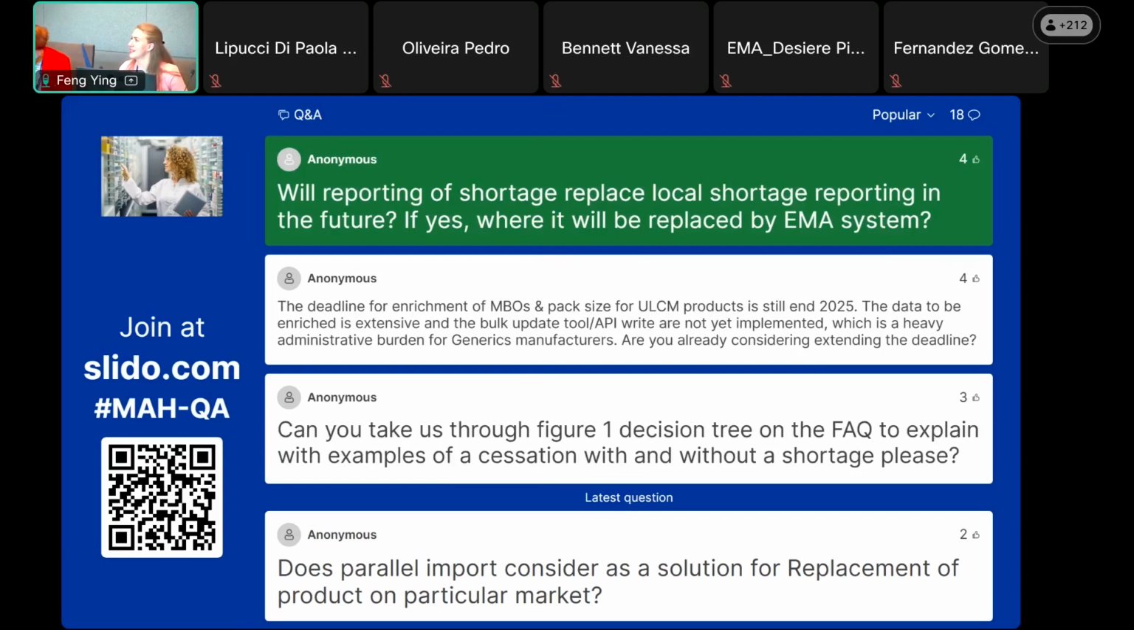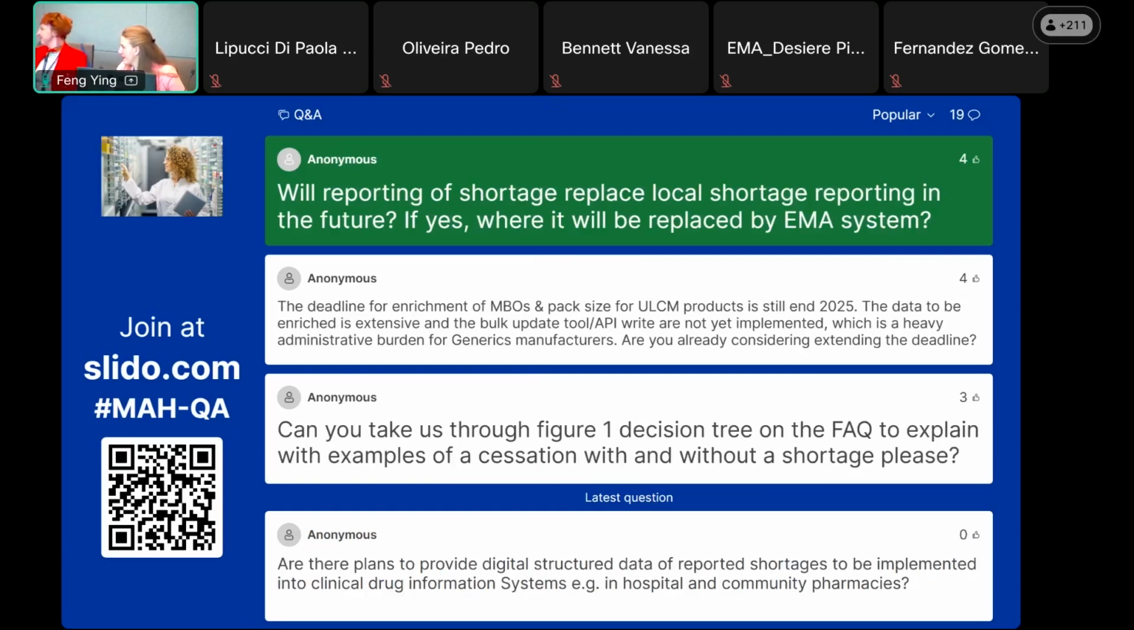Will reporting of shortage replace local shortage reporting in the future? If yes, where it will be replaced by EMA system? And I give this question to Pedro Ferreira, who's with us today too.